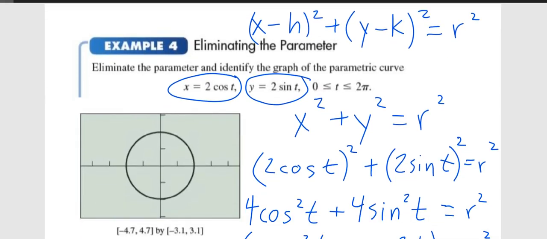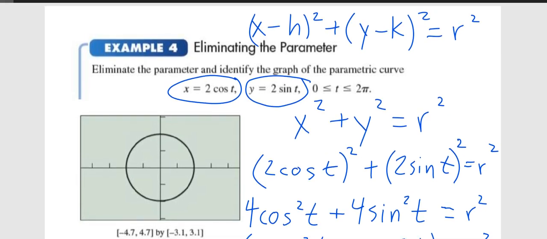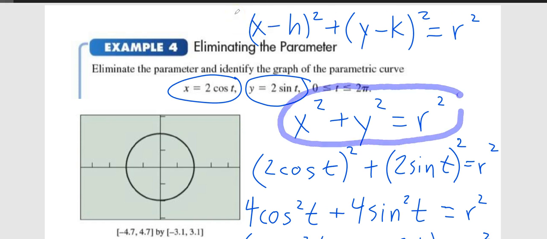Okay, so eliminating the parameter with this is a little bit different, right? Because instead of solving one of the equations for x or for t, you have got to realize that what you're doing is you are substituting into this equation. All right, so that's a different type. This is a circle. Even if you would graph that even in parametric mode, you would find that you had a circle.